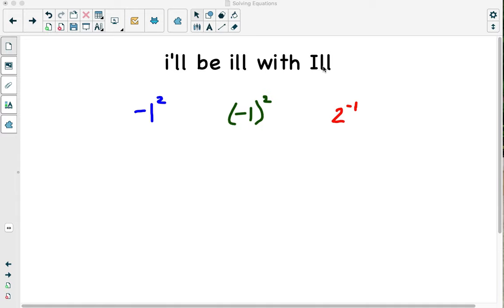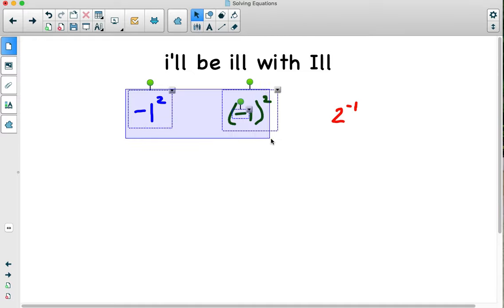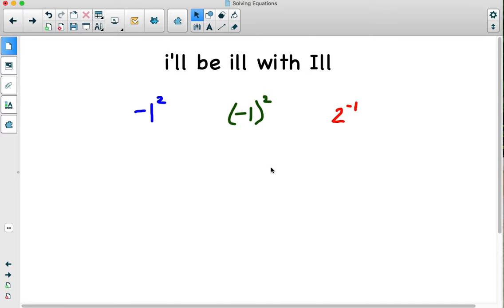Okay, so in this case, Ill is a person. I'll be ill with Ill. Three different meanings for what some students might say is the exact same thing. That's what I often hear from my math students when they see these two versions of -1 squared. They say, well, they're the same thing. Well, not really, because I'll is not the same as ill in English, and math has similar rules.